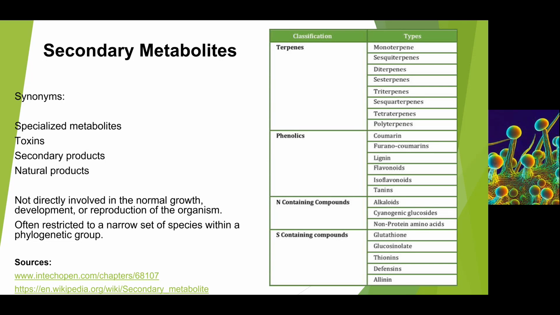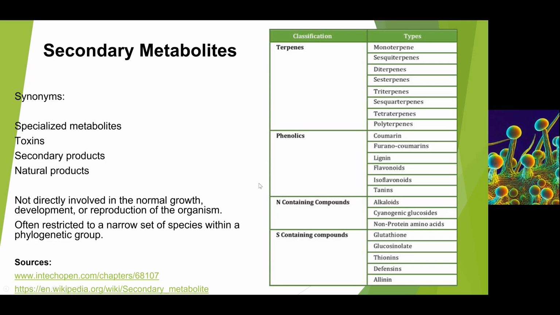The ones that we'll be discussing today are terpenes, phenolics, and the N and S containing compounds, which is nitrogen and sulfur. Many people would know those compounds as alkaloids for the most part.